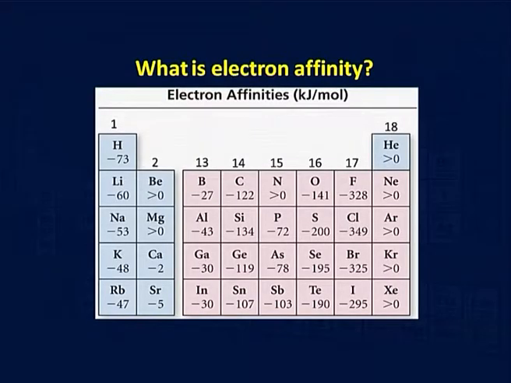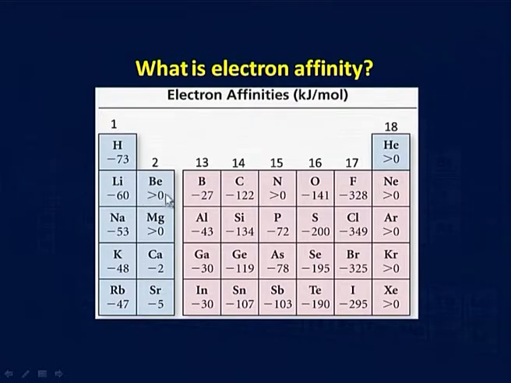Now, we move to the next. Here we have a table of the s-block and p-block elements, and the values of electron affinities are shown here. These electron affinity values are in kilojoules per mole. The electron affinity of hydrogen is -73, whereas that of helium is 0. Again, in the second period, the electron affinity of lithium is -60, then beryllium it is 0, boron it is 27, carbon it is 122, and nitrogen it is 0.